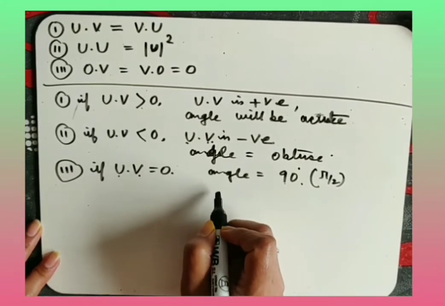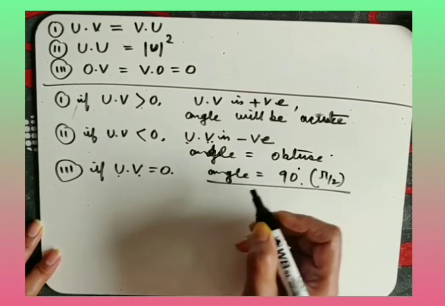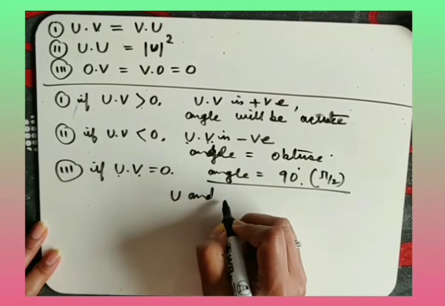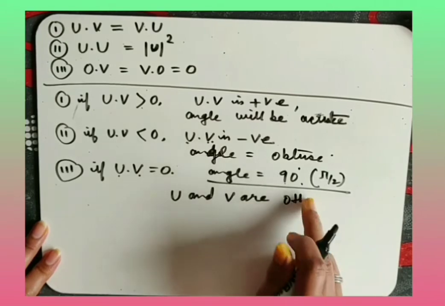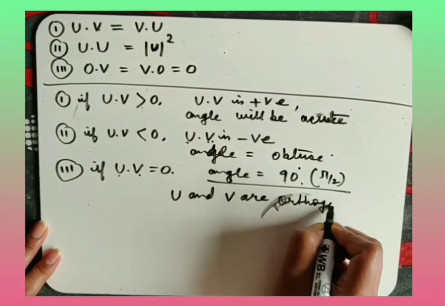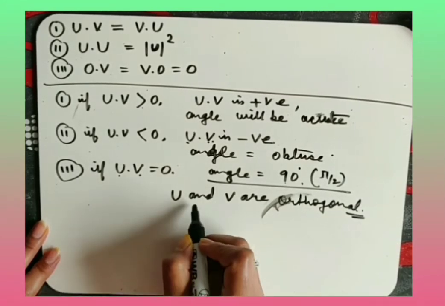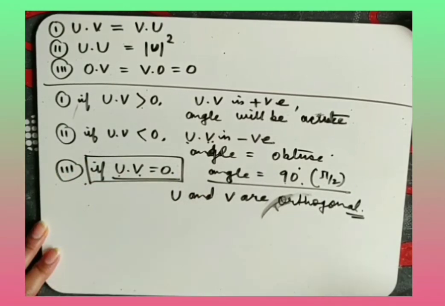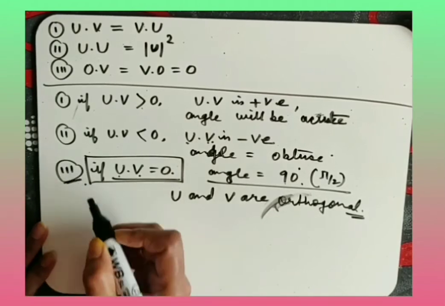We can also say this is a property of the dot product. We can also say that u and v are orthogonal. So this is a very important property of two vectors. Let's do one question based on this property.